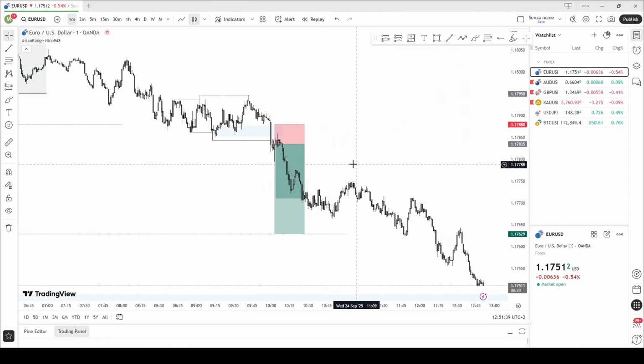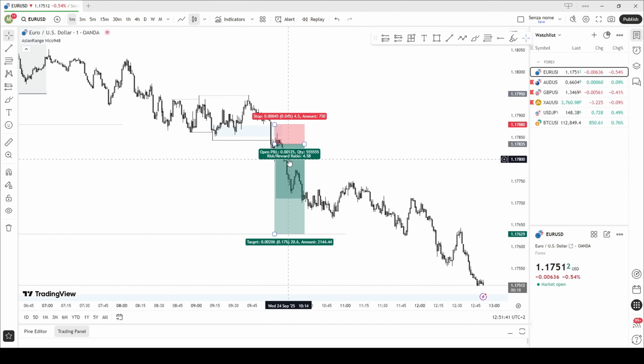So this is the trade breakdown of this trade that made me 4.5% on the account, and I'm also going to post the trade somewhere here on the screen.